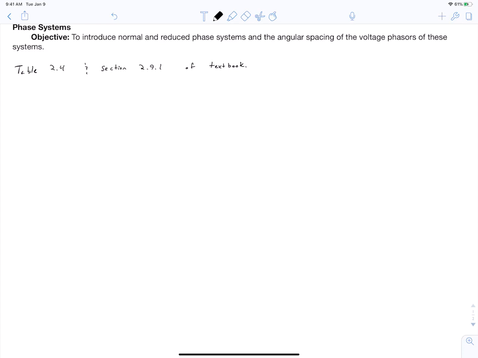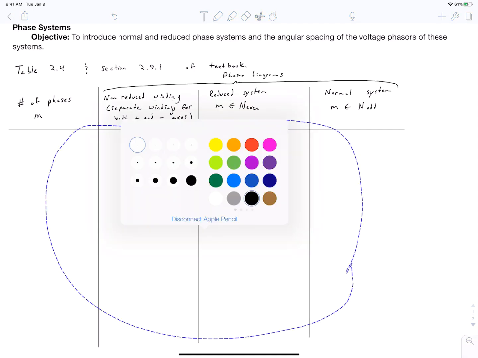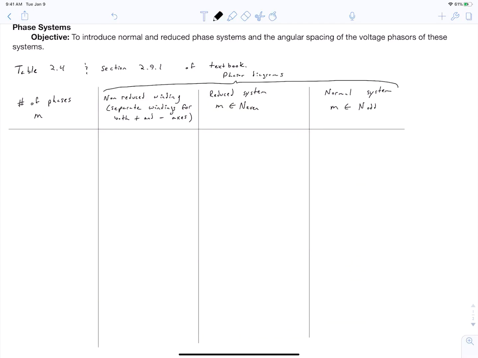And I'm going to do this by constructing a table. In fact, this is the same table as is in your book, just without all the results. So you'll see that I've arranged this table to have columns, starting from the left side, where we're going to talk about the number of phases of any given motor. And then moving to the right, we're going to categorize it as either a reduced or a normal system.